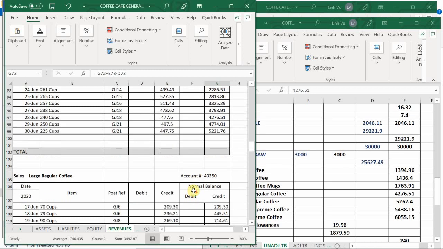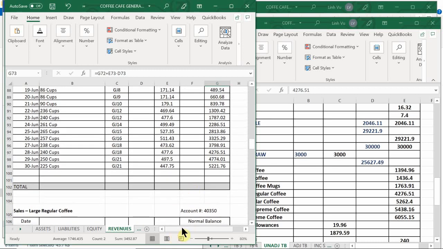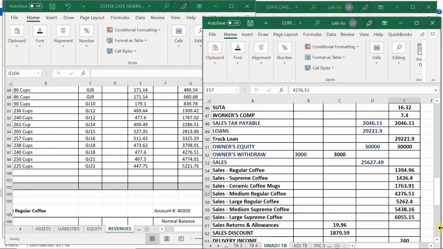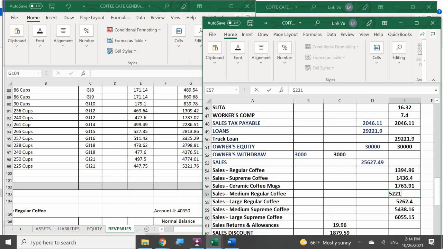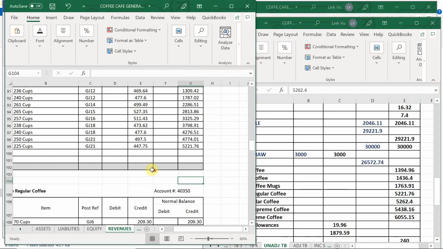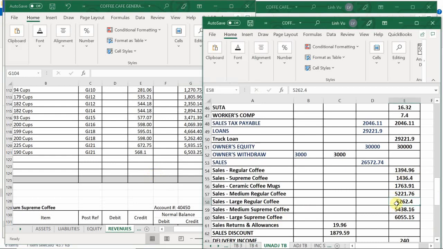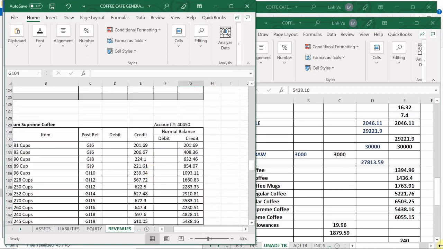Okay. What about my medium regular coffee? 5,22,176. Okay. And then my large regular. It is 650325. Okay. And then my medium supreme.